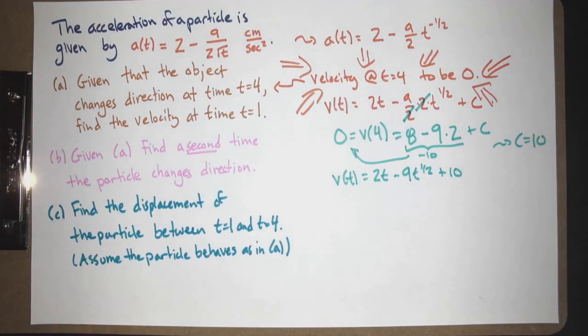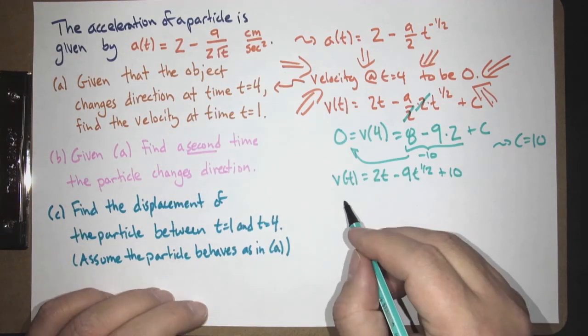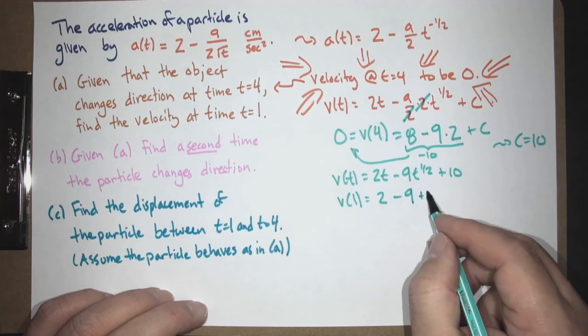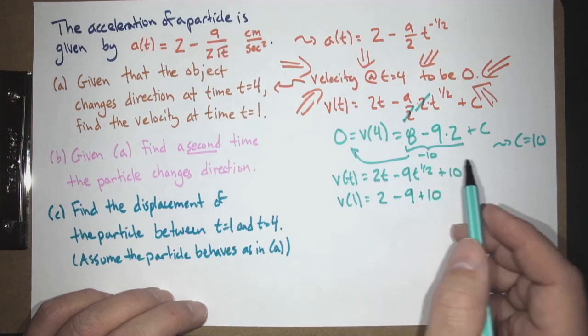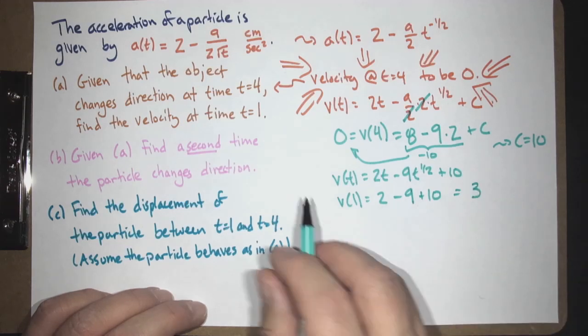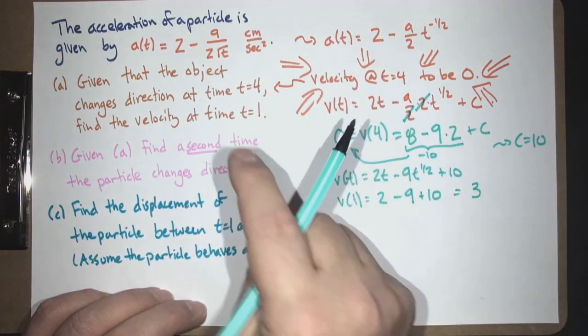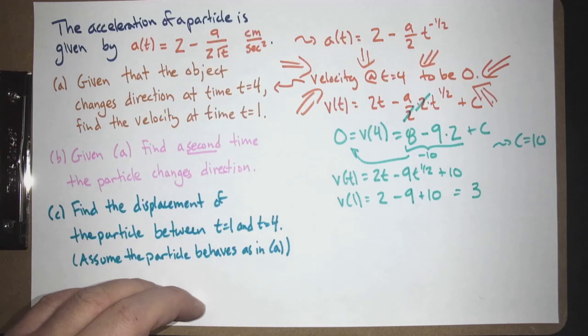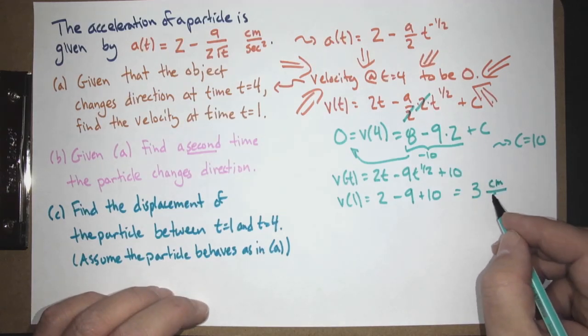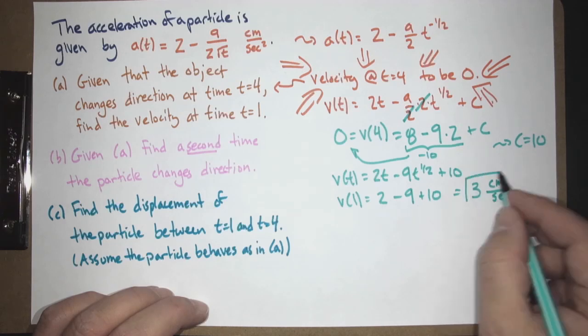All right. Now what's part A asking us to do? Find the velocity at 1. So what do we do? Plug in 1. So the velocity at 1 is 2 minus 9 plus 10, because 1 to the half is 1. 12 minus 9 is 3, and we can even give it units. Our acceleration was centimeters per second squared, so our velocity is centimeters per second. Okay, so that's part A.